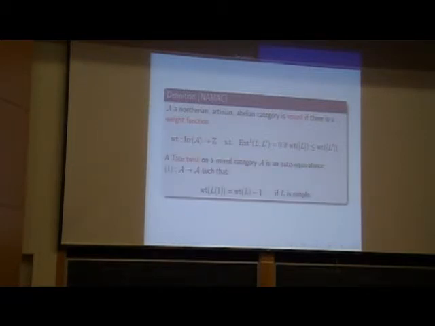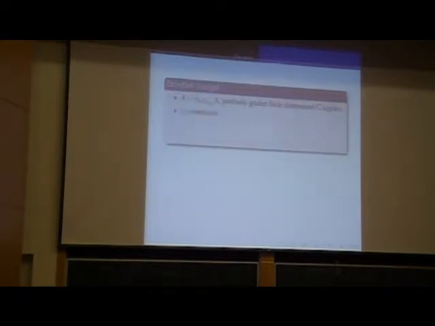So what is a tail twist? A tail twist is just an auto-equivalence from A to A, such that if I twist a simple object using this tail twist, then the weight decreases by 1. And of course, the standard example is the following.